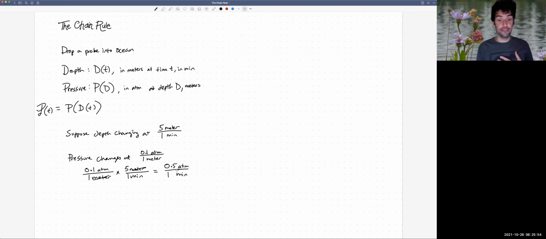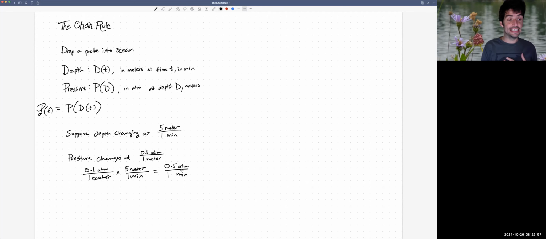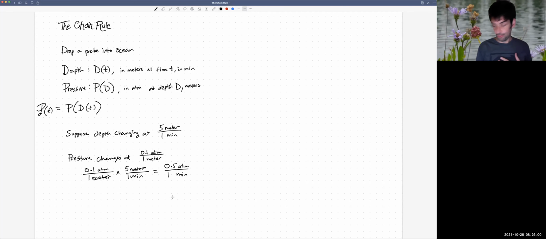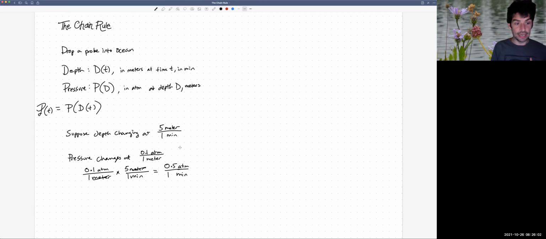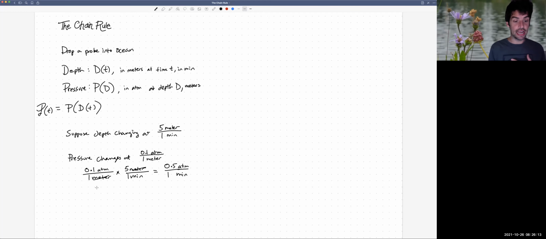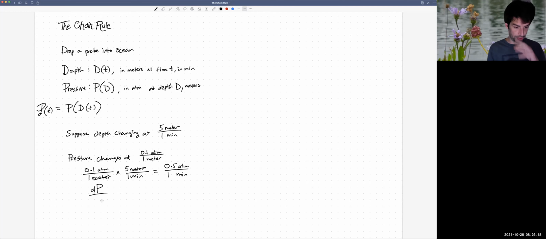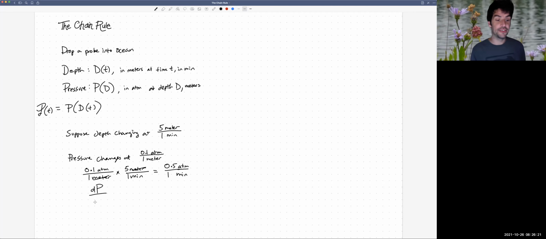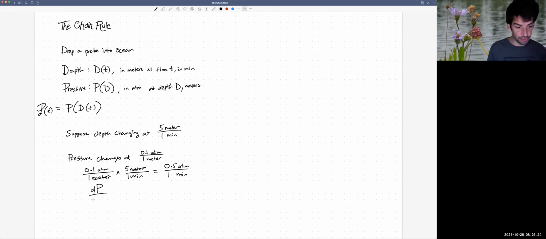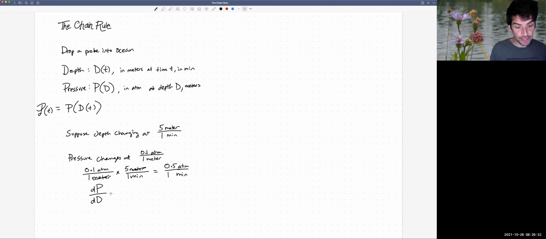This is the derivative. This thing at the end is the derivative of our fancy pressure function. Let's go through each piece of this, right? An atmosphere per meter. This tells us how pressure changes as a function of depth, dP/dD, right? So the smaller d and the upper D are two different things.